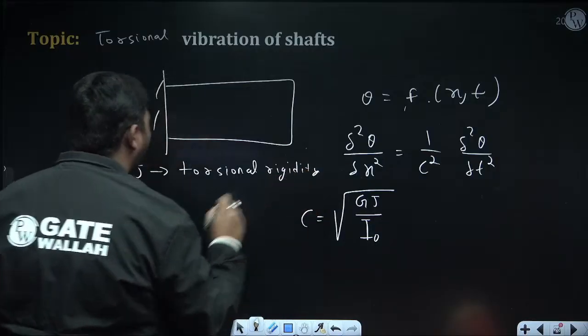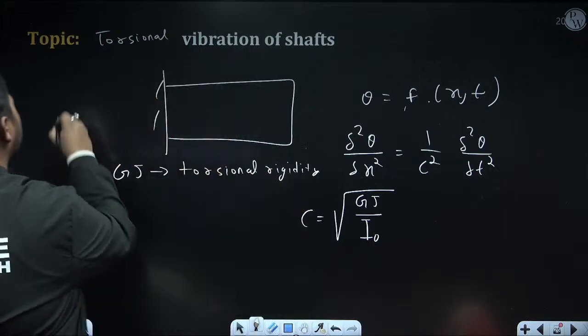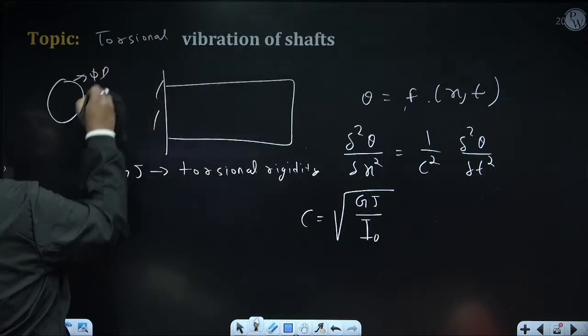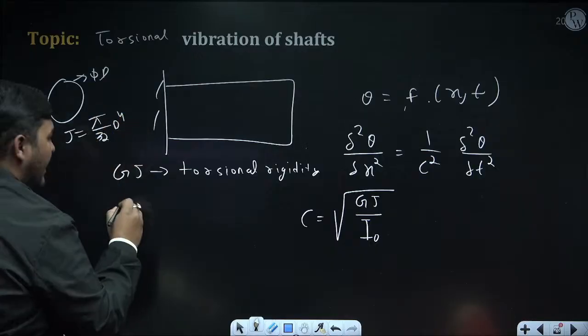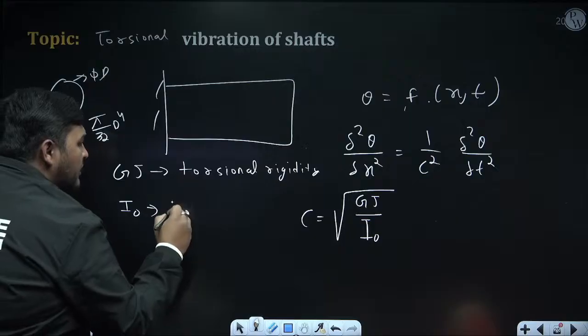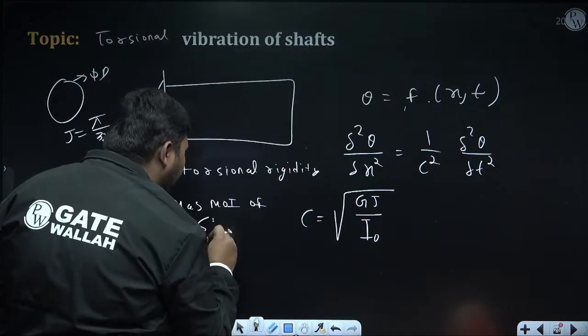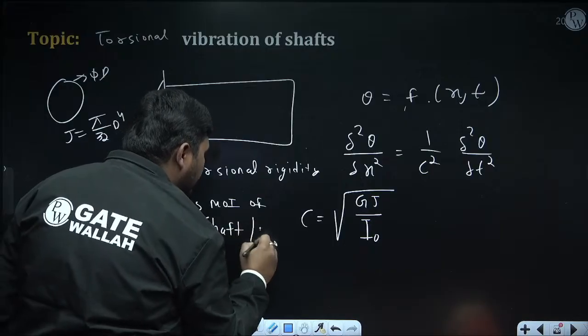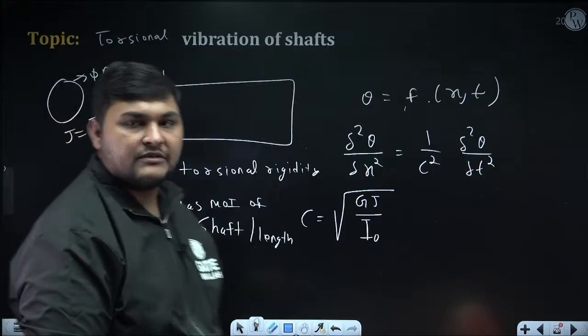In which G is modulus of rigidity and J is polar area moment of inertia. If the cross section is circular of diameter d, the formula to calculate J is pi by 32 d to the power 4. Now what is I naught here? I naught is the mass moment of inertia of the shaft, but not total, per unit length. It is the mass moment of inertia of the shaft per unit length.